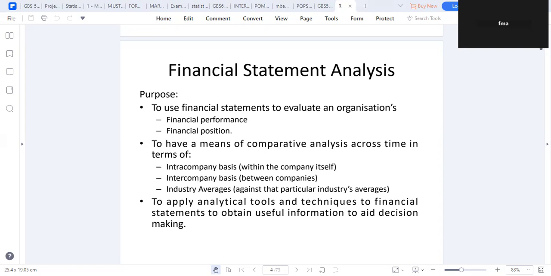B, to have a means of comparing across time within the company, that is, on an intra basis. Secondly, between companies or subsidiary companies, we call that the intercompany basis of analysis, and against industry averages, the benchmarks. Financial statement analysis is also used to help apply analytical tools and techniques to financial statements, obtaining information that is useful for decision making.